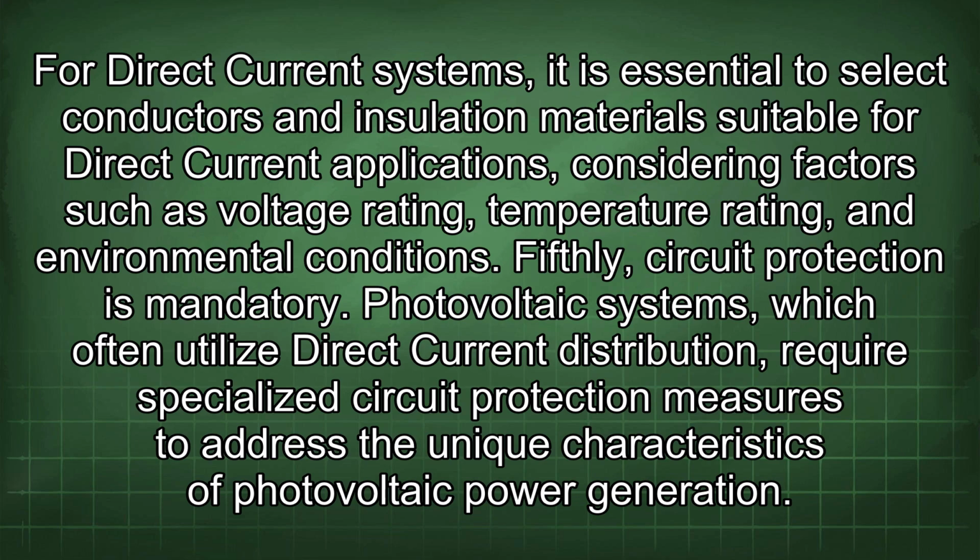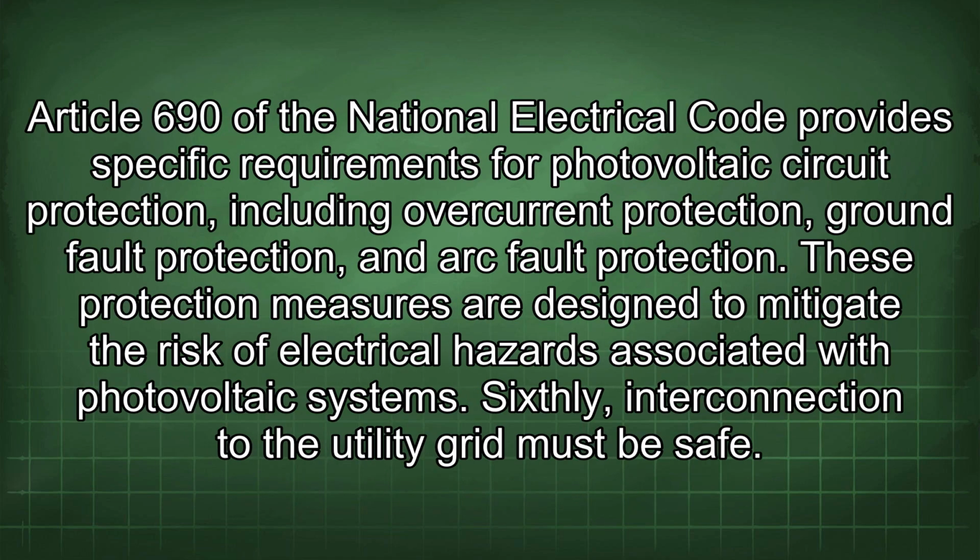Fifthly, circuit protection is mandatory. Photovoltaic systems, which often utilize direct current distribution, require specialized circuit protection measures to address the unique characteristics of photovoltaic power generation. Article 690 of the National Electrical Code provides specific requirements for photovoltaic circuit protection, including overcurrent protection, ground fault protection, and arc fault protection. These protection measures are designed to mitigate the risk of electrical hazards associated with photovoltaic systems.